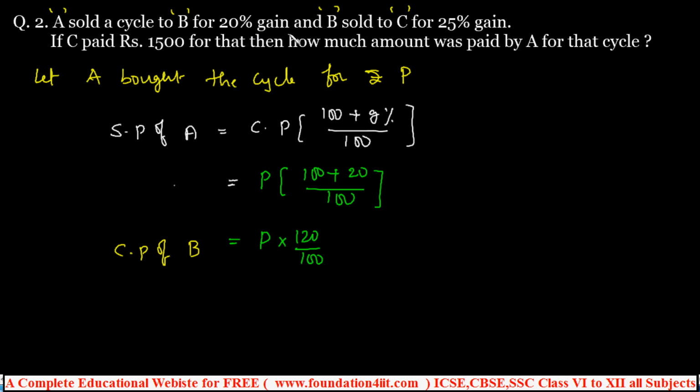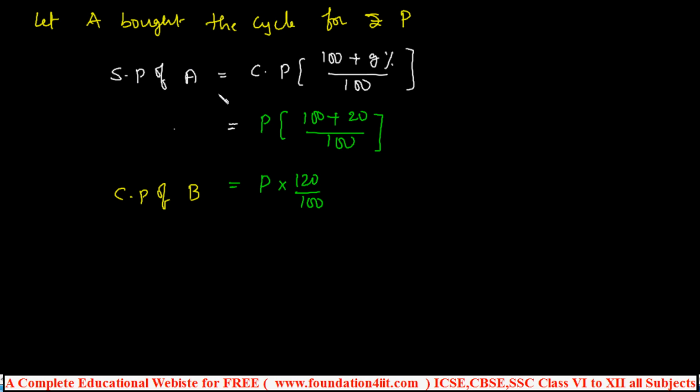Next, B again sold to C. Then again we need to find out the cost price of C. The selling price of A is nothing but the cost price of B, because A only sold to B. B's cost price is P into 120 by 100. Now, with 25% gain, the selling price of the cycle for B, because B again sold.